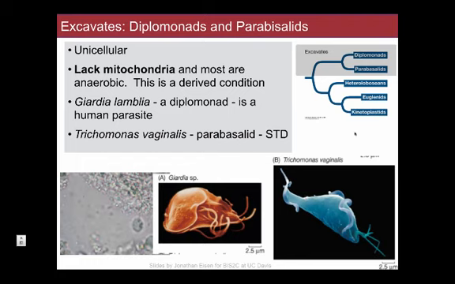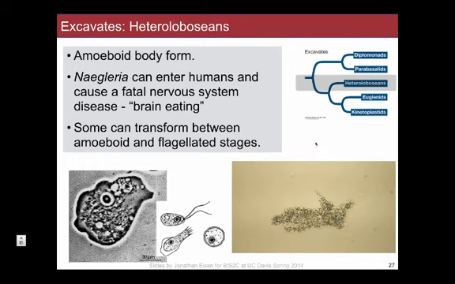All right, so the next group of the excavates are the Heteroloboseans. You, again, may not be familiar with the group, but you are almost certainly familiar in the press with some of the organisms in the group. So one species of this, Naegleria, is the brain-eating amoeba that gets press every once in a while.